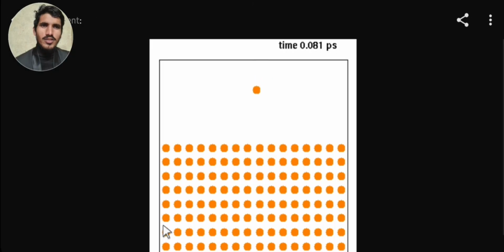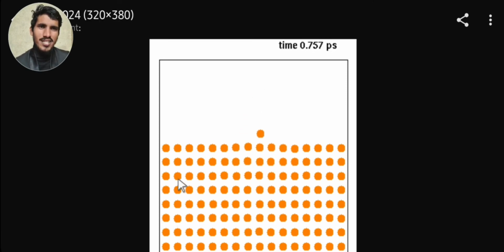Here is an example of a simulation where a copper atom is being attached on the surface of a copper crystal. This is an example of molecular dynamics simulation in which a copper atom is attached on the surface of a copper crystal. This is basically how we represent the model using molecular dynamics simulation.